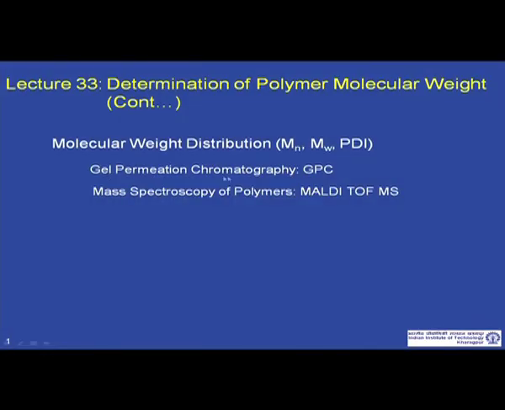Back to this course on polymer chemistry. In today's lecture, we will continue our discussion which we started on determination of polymer molecular weight. Today we will continue our discussion on gel permeation chromatography, or size exclusion chromatography, and then briefly discuss mass spectroscopy of polymers, in particular MALDI-TOF MS.